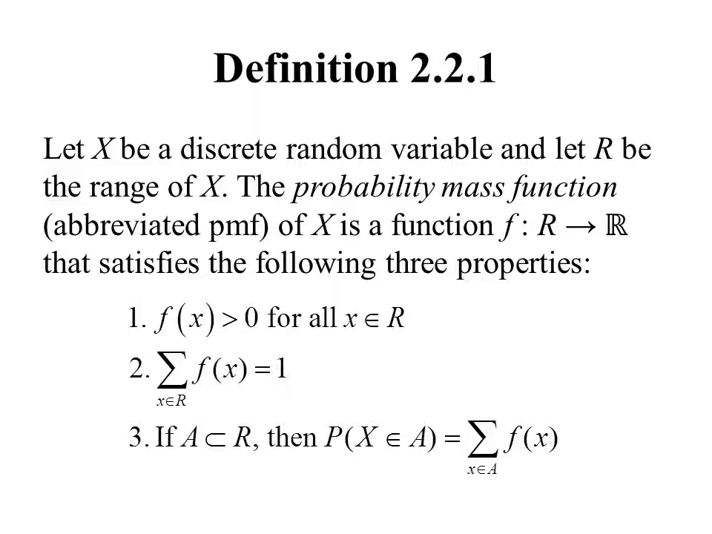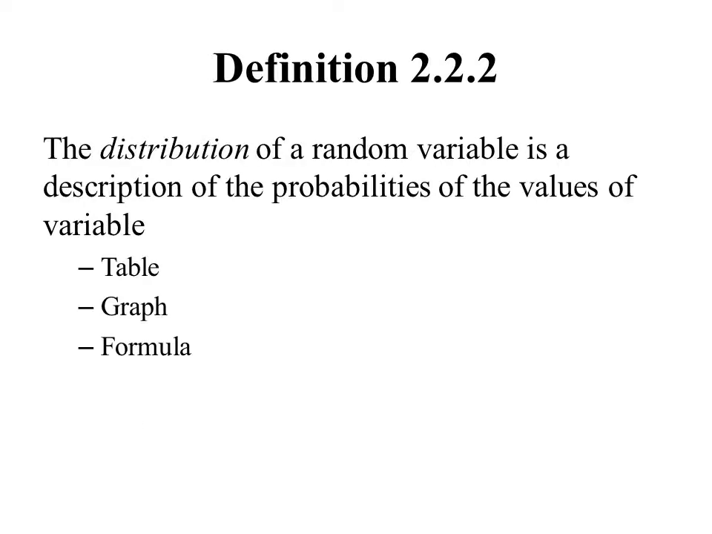The third property is really a description of how we're going to use this probability mass function. It says that if A is a subset of R, so if A is a collection of values of the random variable, then the probability that X takes on a value in that collection is equal to the sum of the PMF over the values in that set A. Now that definition is a little abstract, and so we're going to illustrate that in an example.